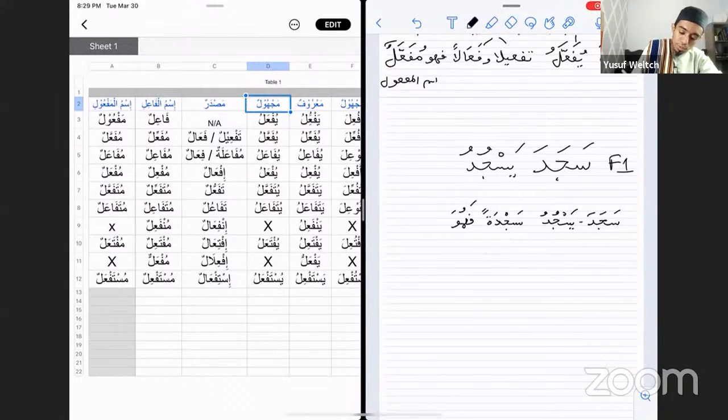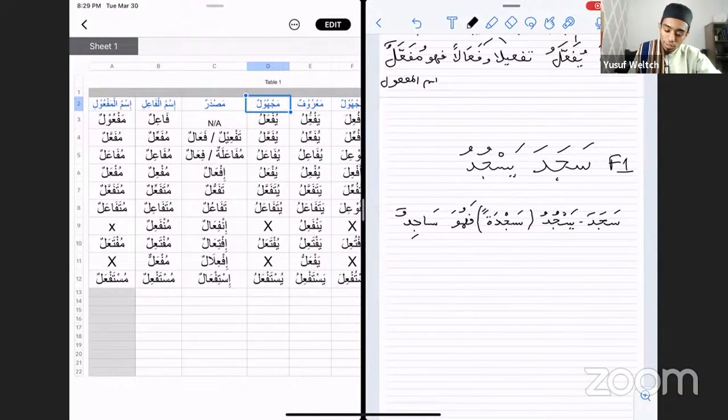What is the ism al-fa'il of sajada? What form is it? Sajid. What form is sajada? Between 1 and 10? Is it sajid? Sajid, good, right? Because ismul fa'il for form 1 is fa'ilun. So since sajada is form 1, we put sajidun. Okay, so that's the line that we want to memorize right there.